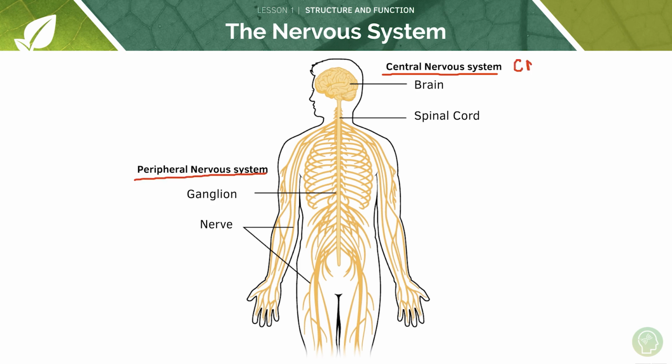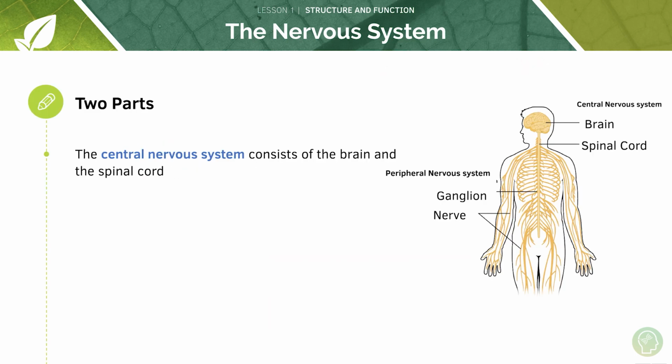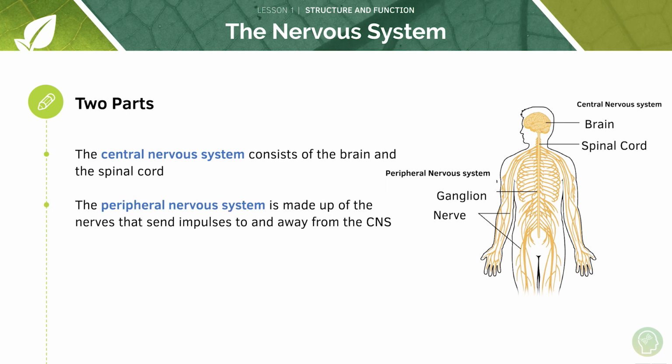And you'll often see them abbreviated to CNS for central nervous system, and PNS, your peripheral nervous system. So the central nervous system consists of the brain and the spinal cord, and the peripheral nervous system is made up of the nerves that send impulses to and away from the CNS.